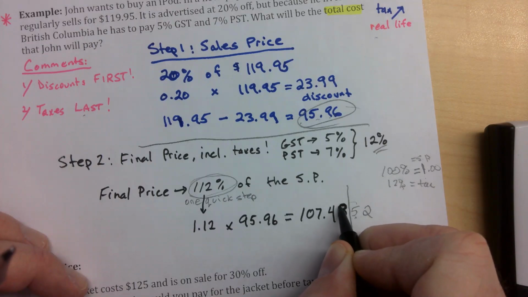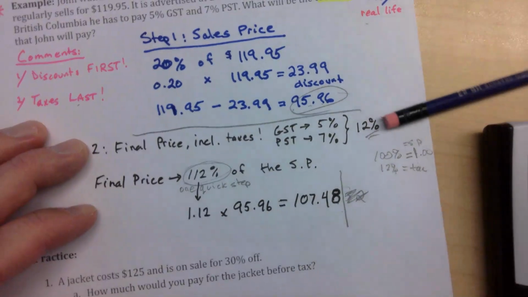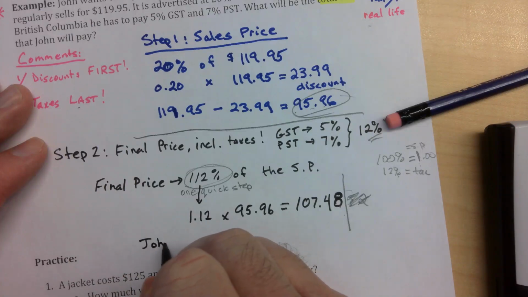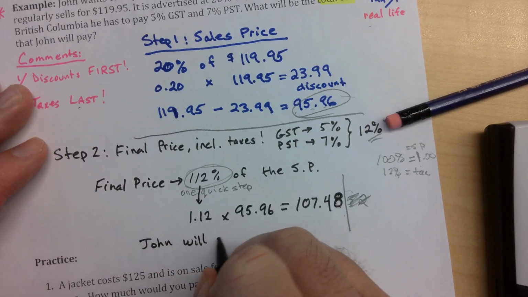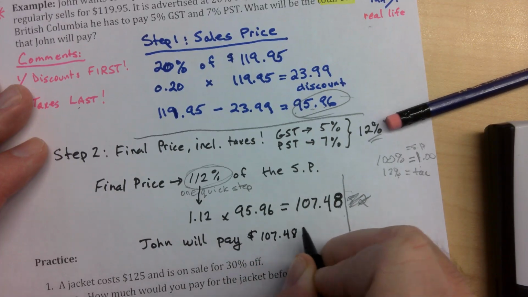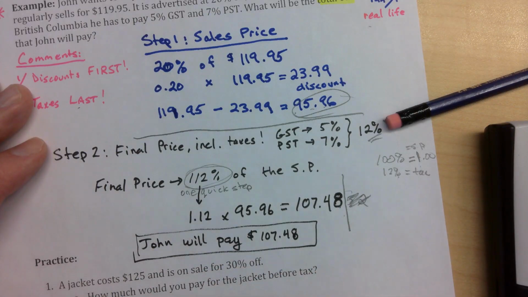So I'm going to write over that 7, okay? Because the 5 will force you to round up. And so the final answer is John will pay $107.48. Okay? That's the final answer there.